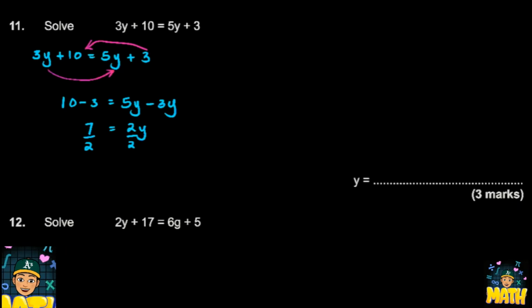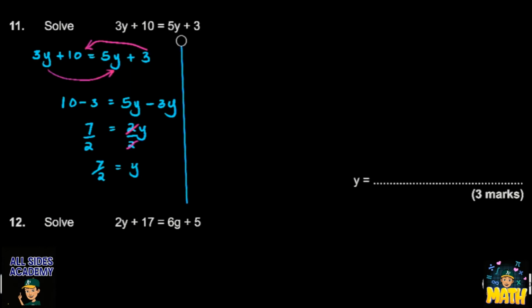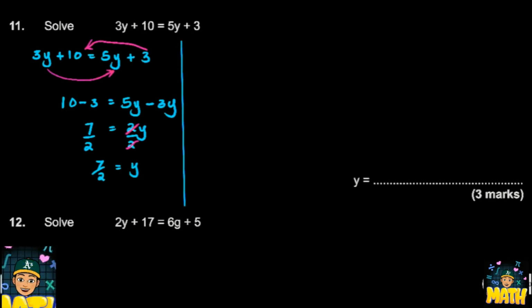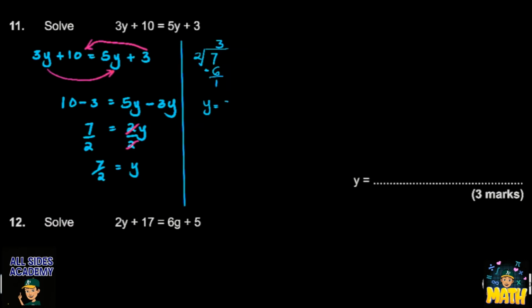Divide by 2 on both sides, the 2 cancels out, and then 7 divided by 2 is, okay, so I can decide to either do the long division or I know the half of 7 is 3.5, but this long division gives us the value of y as 3.5. 3.5 right there.